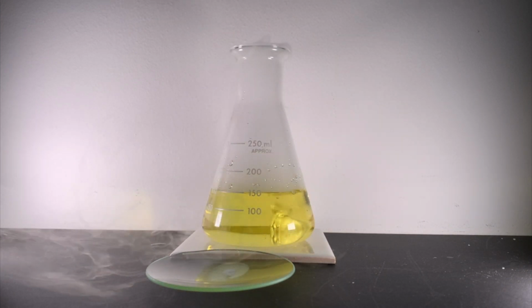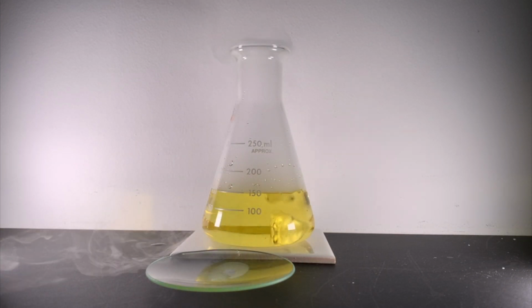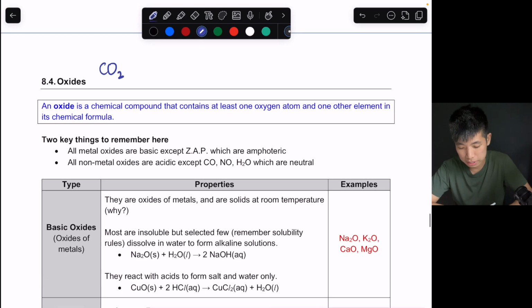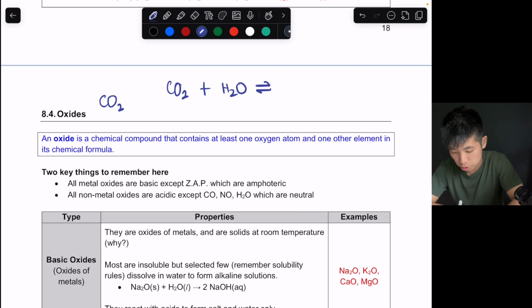What can you conclude about the properties of carbon dioxide? Carbon dioxide is an acidic oxide and therefore reacts with the alkali, bringing the pH down. Eventually, when all the alkali has been used up, we are left with a solution of carbon dioxide in water. When carbon dioxide dissolves in water, you actually form a solution of carbonic acid.